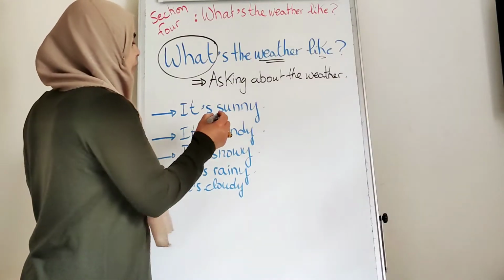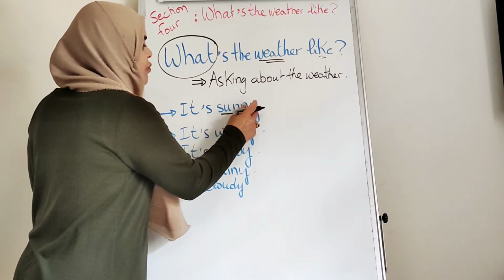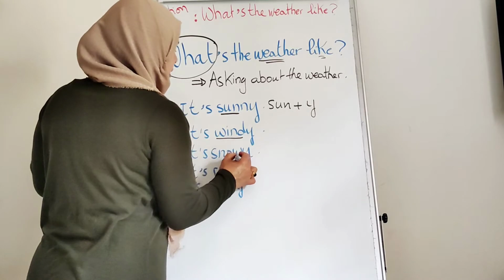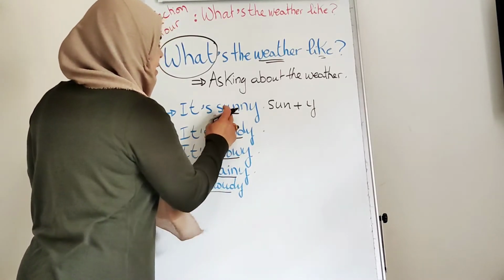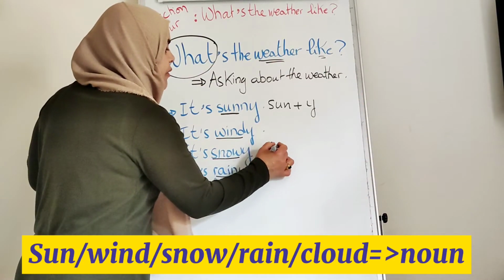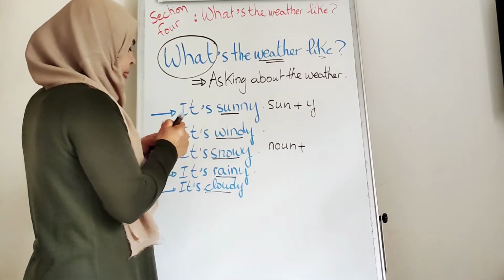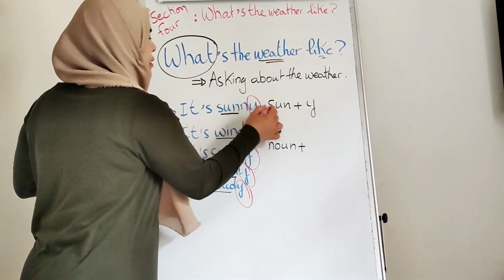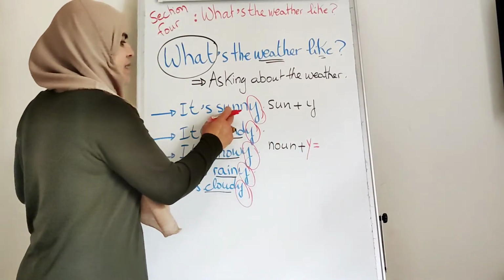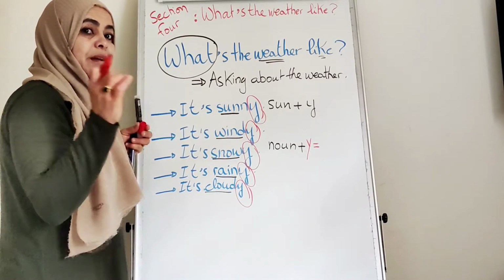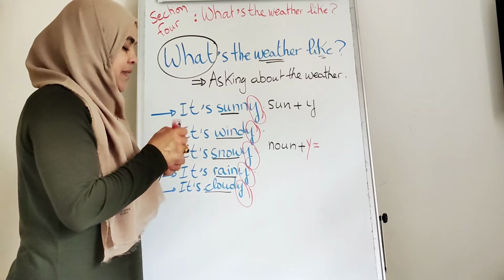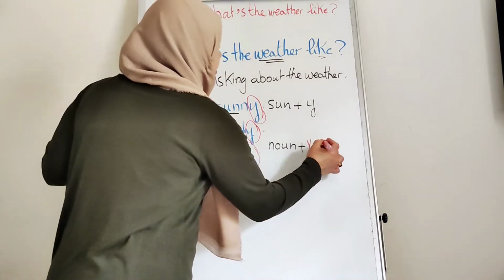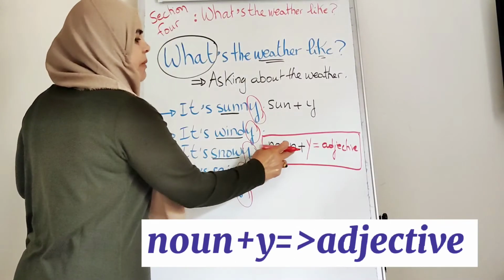Notice sunny: sun plus y. Windy: wind plus y. Snowy, rainy, cloudy. So what's sun, snow, rain, cloud? They are nouns. Noun plus y equals sunny, windy, rainy, snowy, cloudy. Noun plus y is an adjective.